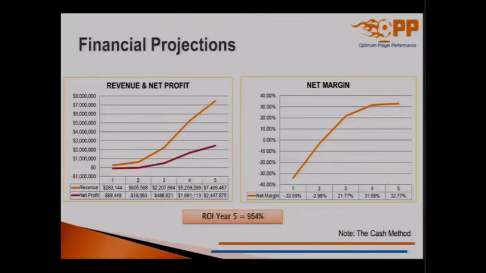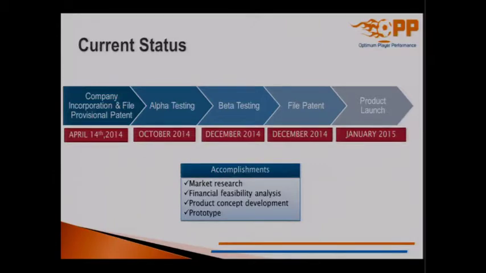Financial projections, very important in any business. In years 1 and 2, we are getting momentum. We are visiting clients, developing and refining the product. In year 5, we're going to reach $7 million in revenue and a net profit of $2.4 million, with a net margin of 32.77%, which is above the software industry. ROI in year 5: if you put in $1 today and wait until year 5, you get a 1,000 return on investment.